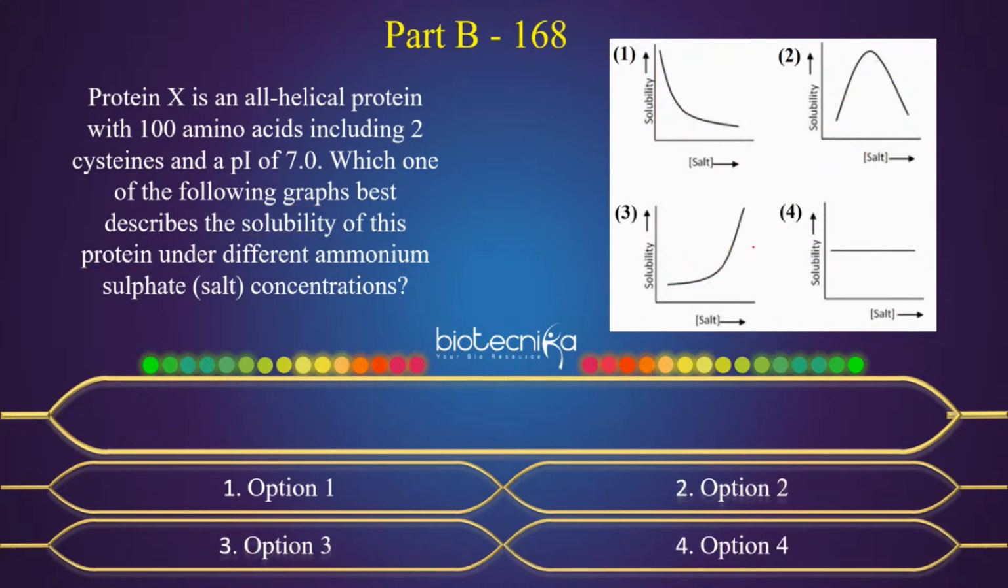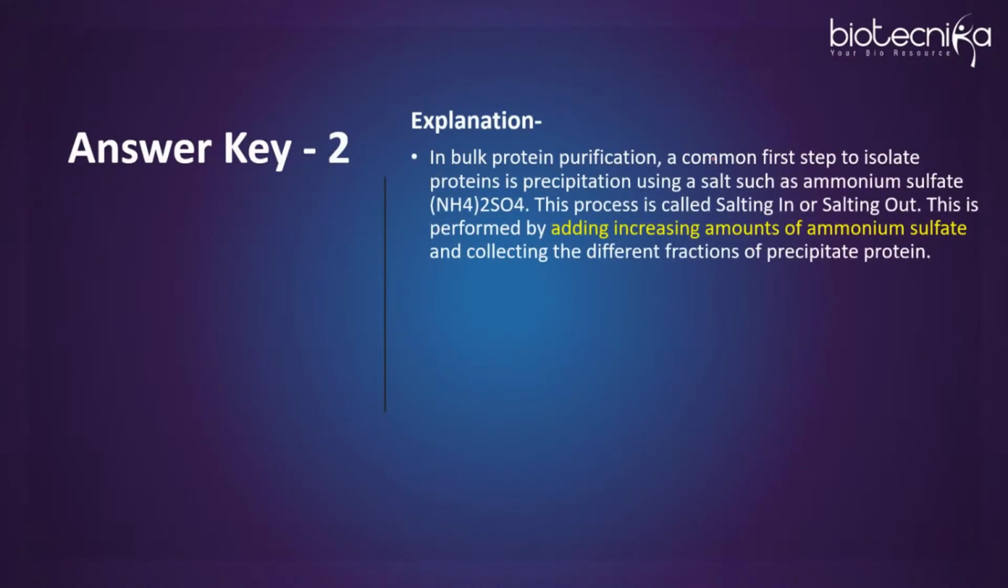I hope you all are aware of the salting in and salting out option. So yes, our answer key is option 2. In bulk protein purification, a common step is to precipitate your proteins. You want to take out your protein. You don't want the other junk things of the cell, right? So to purify your protein, you need a salt such as ammonium sulfate. This process is called salting in and salting out.